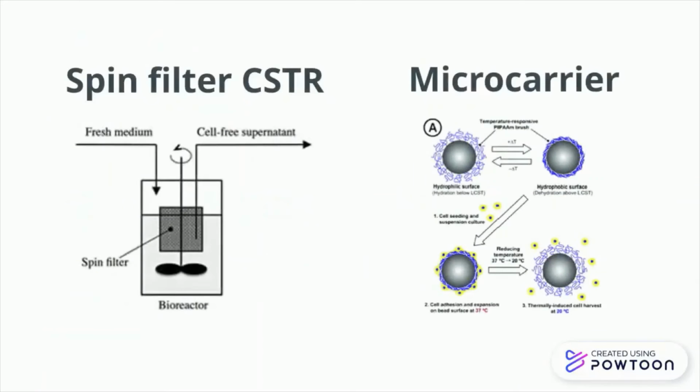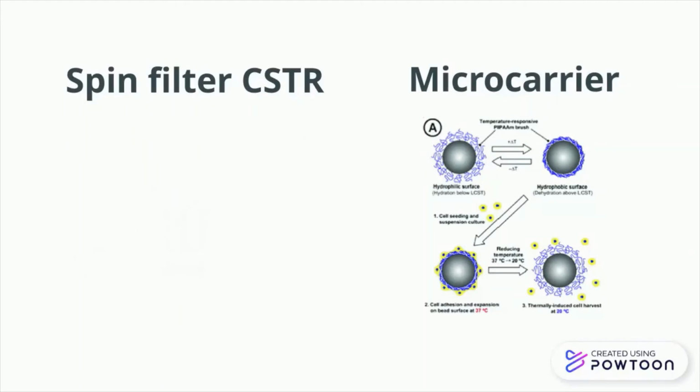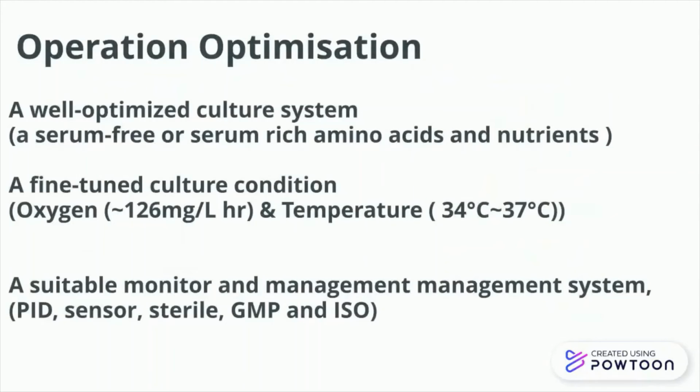Here are the diagrams for the spin filter and the microcarrier. The spin filter allows the separation of large molecules like the protein and the serum, and the microcarrier allows the cells to adsorb onto its adhesive surface for cell growth. By attaining well-optimized culture conditions and selecting a suitable management system such as GMP and ISO, the operation can be optimized to produce a high yield of urokinase.